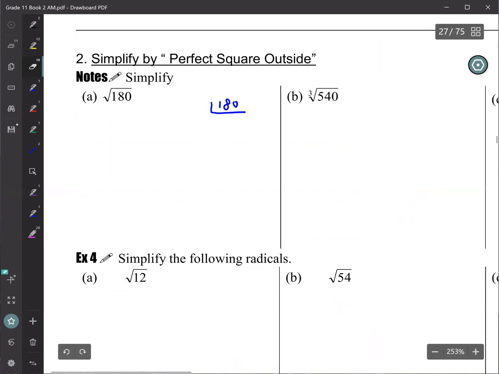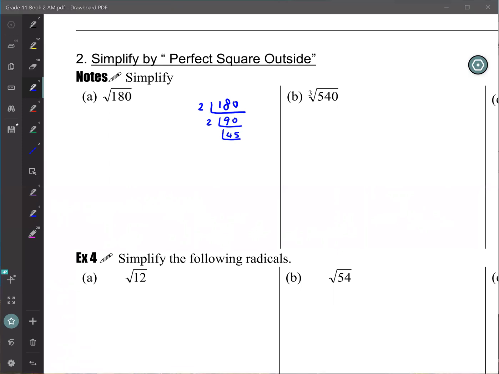So I will start with 2, okay? Only use prime numbers. And then divide by 2, that's 90. Can divide by 2 again, right? So that will be 45. Okay, so what's the next prime number I can divide? Eric? 5. Yeah, 5 will work. Okay, so 5 will give you a 9, and then 3. Very good.